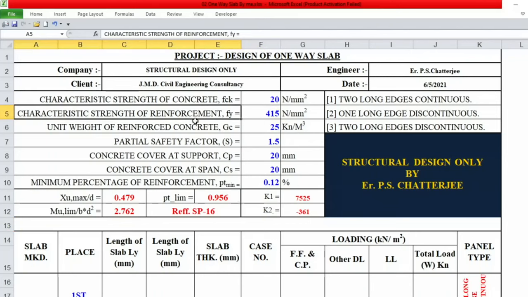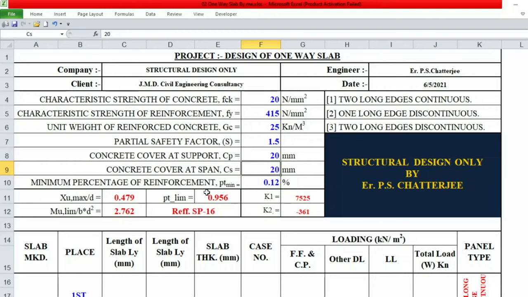Characteristic strength of reinforcement, Fy is equal to 415 Newton per millimeter square. Name of this cell is Fy. Unit weight of reinforced concrete, GC. Name of this cell is GC. Partial factor of safety is equal to 1.5. Concrete cover at support 20 mm. Concrete cover at span 20 mm.